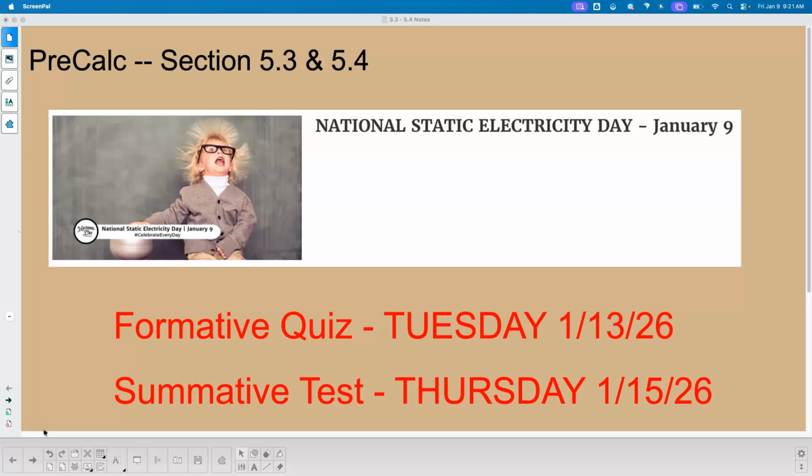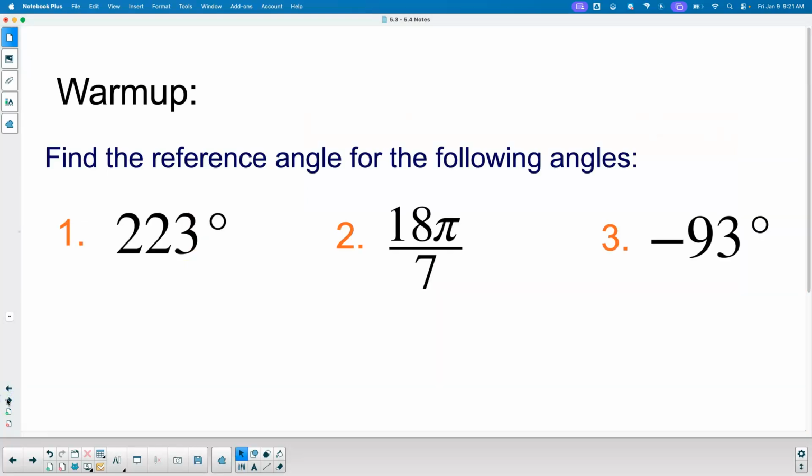Okay, so before we do that, somewhere on that sheet or in your own notes, up in the upper corner or something like that, just as a quick warm up, start to think back to thinking about your final, which is in a couple of weeks. Find me the reference angles for those 3 angles, please.